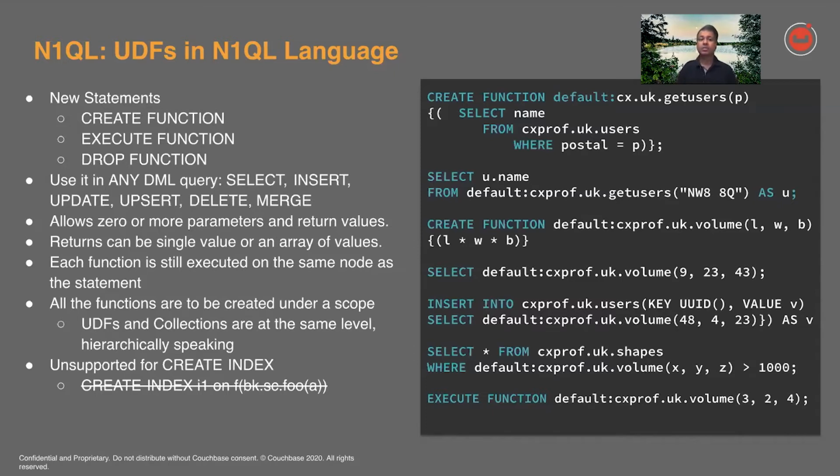Here we have examples of UDFs defined in the N1QL language itself. These functions have to be defined with a single N1QL statement. This can contain only one statement. Each statement can be pretty complex, but it's still one single statement. As you can see here, it's a select statement for the function get users. And then the second function, volume, is simply an expression that's returned. It's a compute expression that conforms to the N1QL query expression.